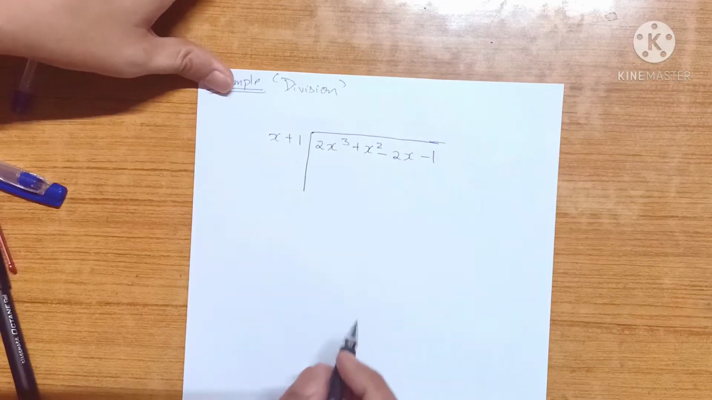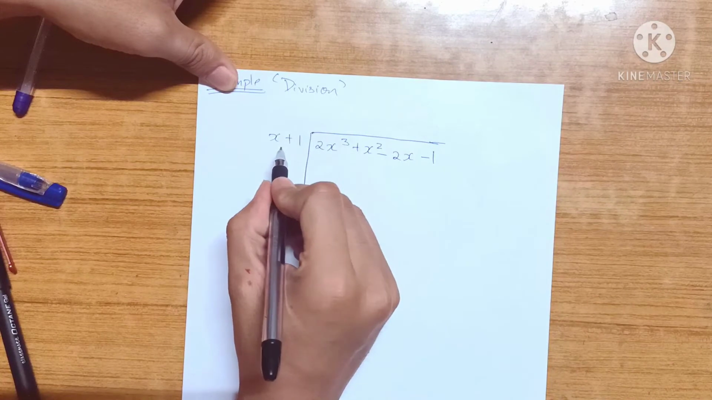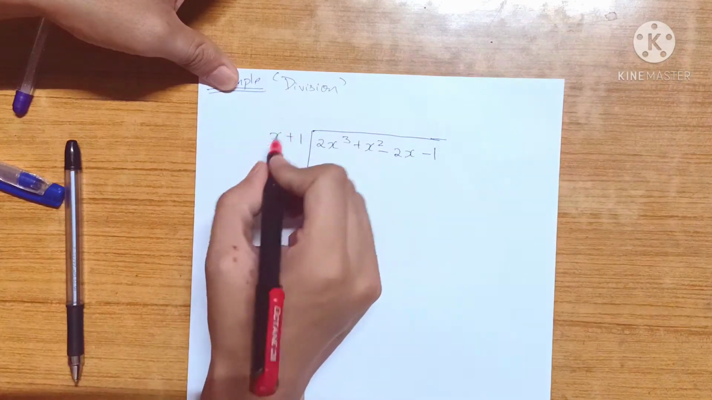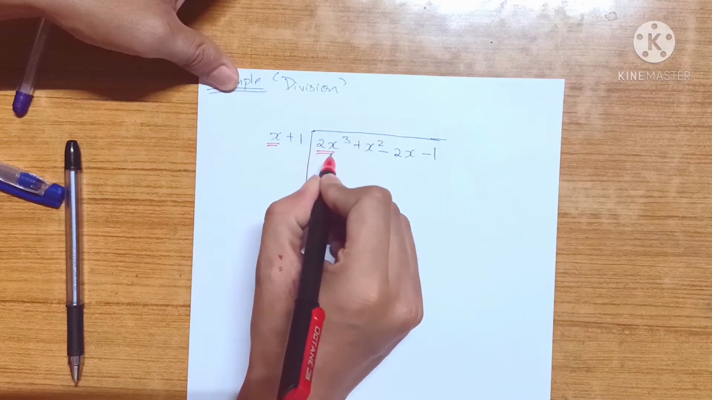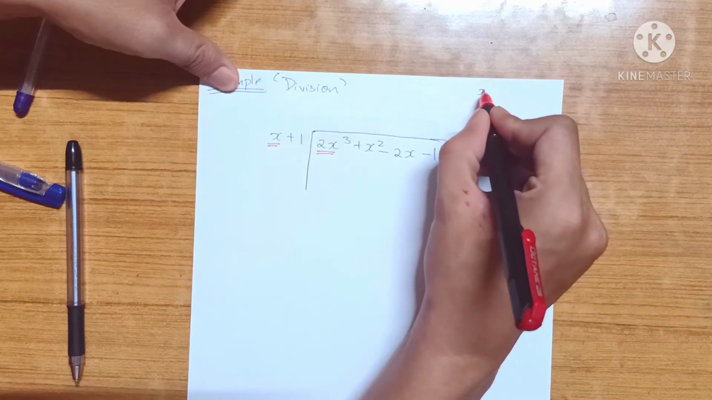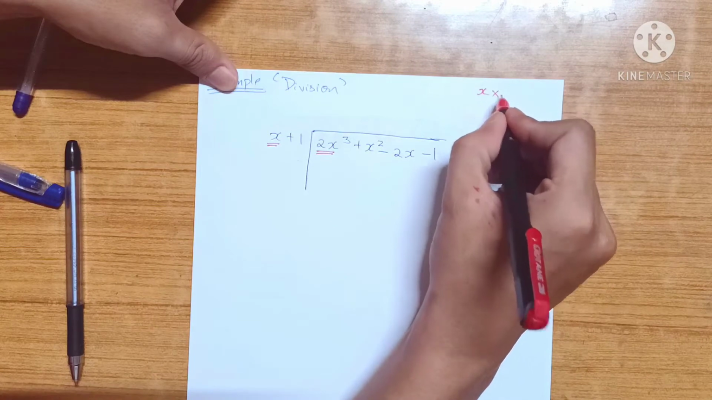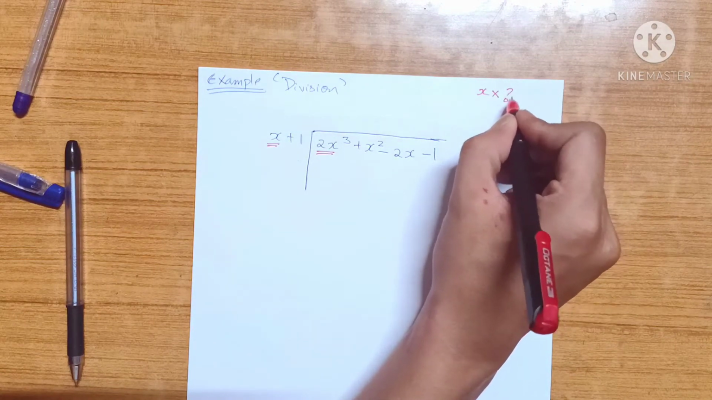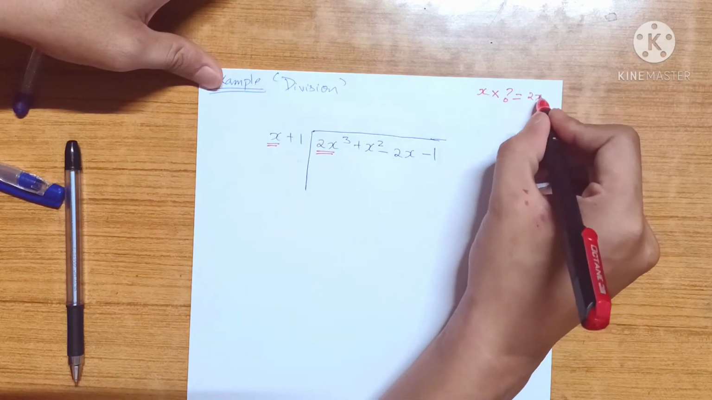Okay, let's learn about division. So the first step is to look at the first one and the first one. Okay, so I'll do it here in the rough section. I'll write x, the first one, and then I'll write multiply, and then there's a question mark which we have to figure out, and then 2x cubed.